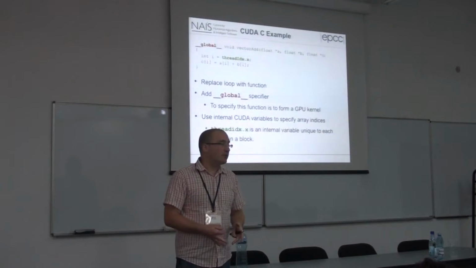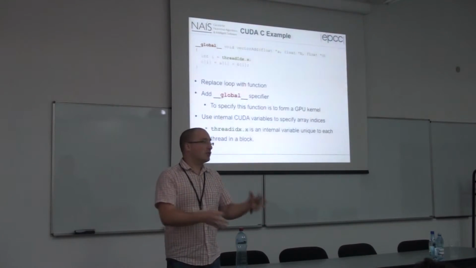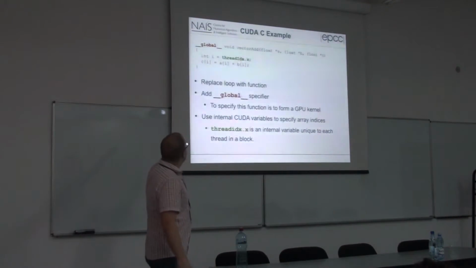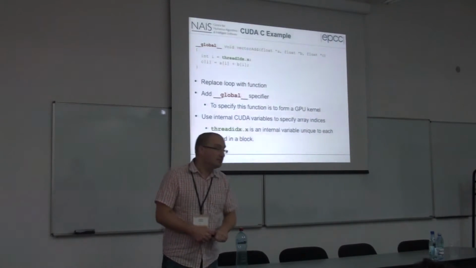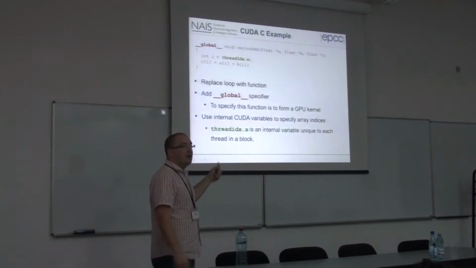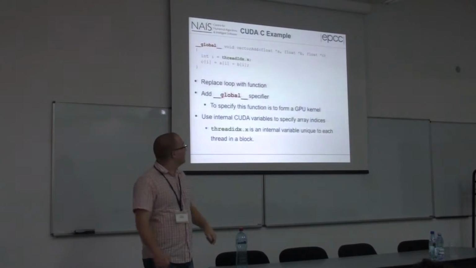We turned it into a function because we need to offload work to the GPU, and CUDA does that by offloading individual functions to the GPU. You have these specifiers which you can add. So you place the __global__ specifier on the function, and this tells the compiler this is going to become a GPU kernel. Then we can use some internal CUDA variables which the language provides to tell you how to map this work to the different cores in the GPU.